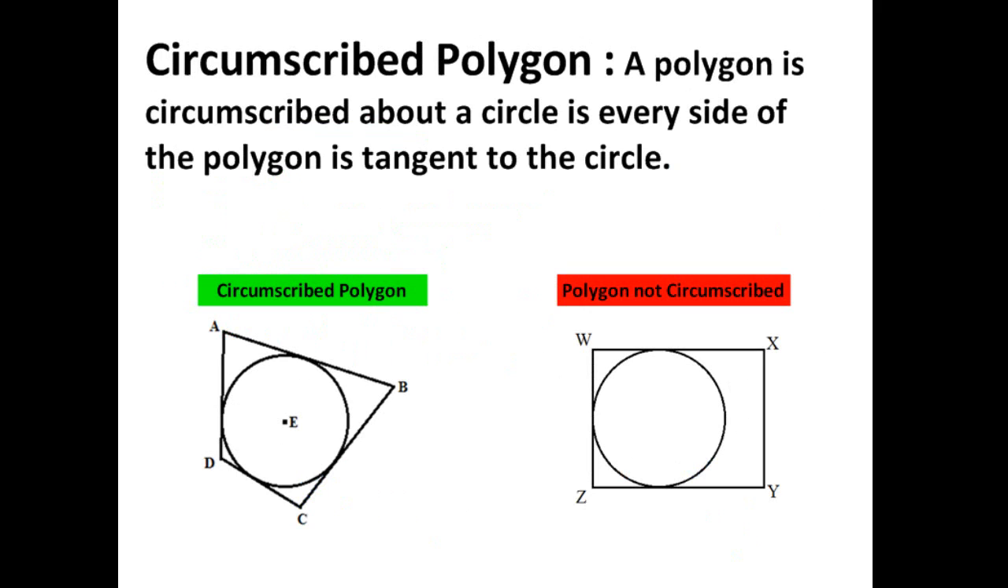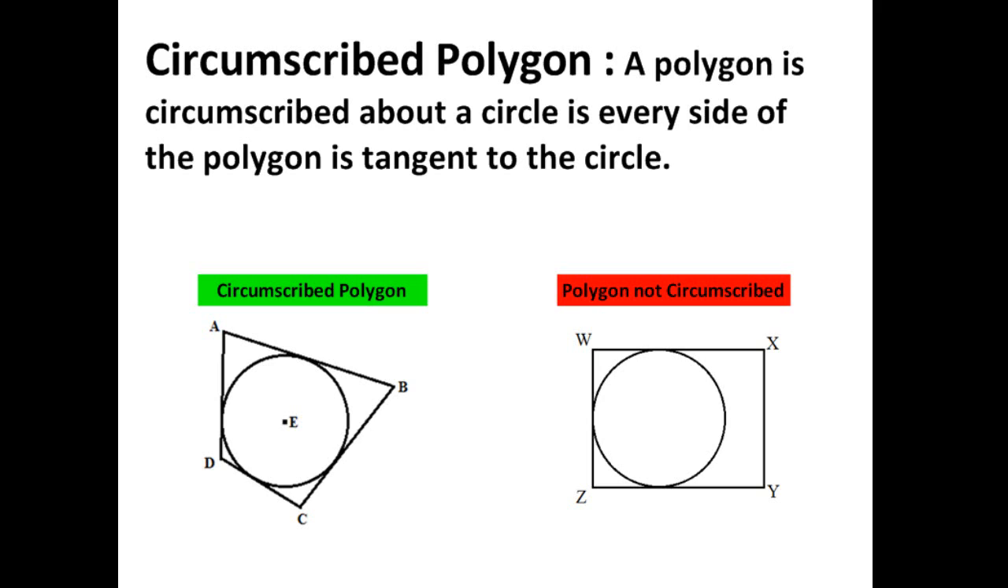One more definition for us here, a circumscribed polygon. A polygon is circumscribed about a circle if every side of the polygon touches the circle at just one spot. Basically, every side of the polygon is a tangent. An example of something that is a circumscribed polygon is polygon ABCD.